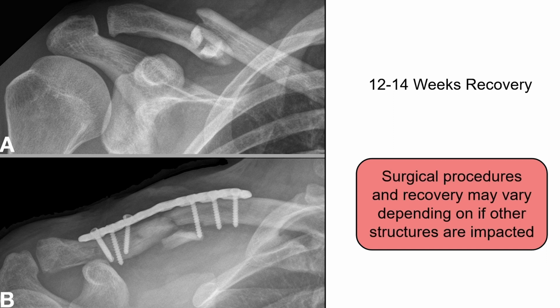Displacement of the clavicle fracture may also impact other structures, such as the brachial plexus, the subclavian artery, or the lungs, and strategies for recovery and recovery time may have to adapt to these potentially more severe complications.